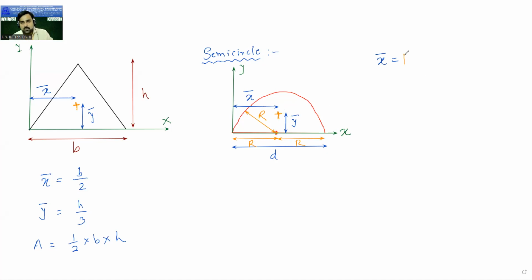Okay, so x bar is equal to r in the case of the semicircle. And then y bar, the formula for y bar, you have to remember this formula. It is 4r upon 3 pi. This y bar, this distance, is measured from the base of the semicircle. So always remember that the centroid of the semicircle from the base is at a distance of 4r by 3 pi.